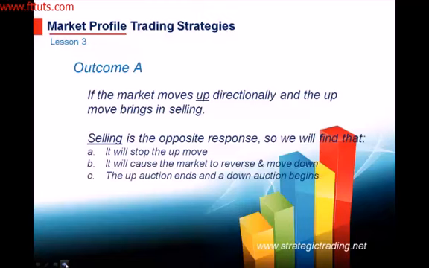So we will find that if we meet sellers, it will stop the move. It will cause the market to reverse and move down, and basically, the up auction ends and the down auction begins. So keep that in mind. If you have a positive directional move, the market is moving up, and all of a sudden it encounters selling, the move will stop. It'll cause the market to reverse and start to move down. Now, it doesn't mean that the market will continue to move down forever. No, it'll just move down to a point where it will again meet some buyers.